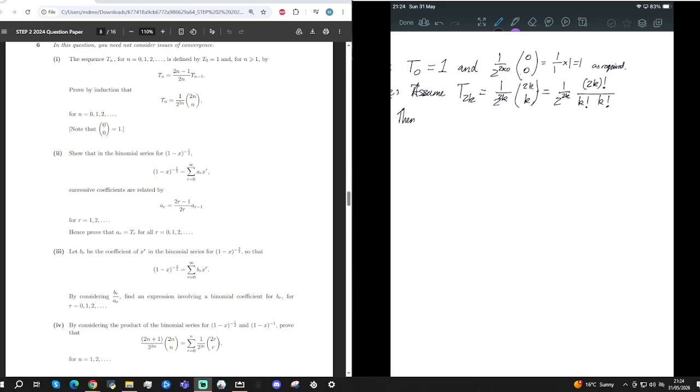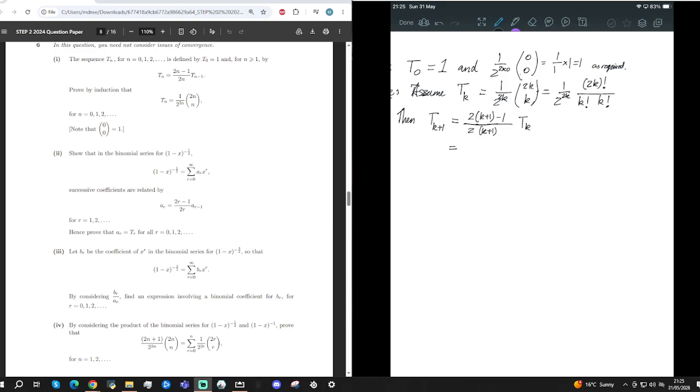So then what we really care about is the next term. So we're assuming T_k, and then we're going to try and work out T_(k+1). And here we can't use the result. We can't say this is 1 over 2 to the 2(k+1). We need to use the recurrence relation. So this is then 2 lots of (k+1) minus 1, over 2 lots of (k+1), of T_k.